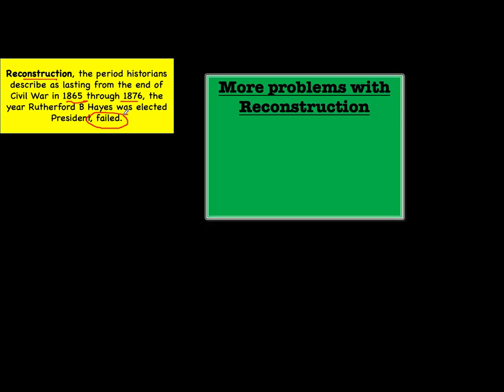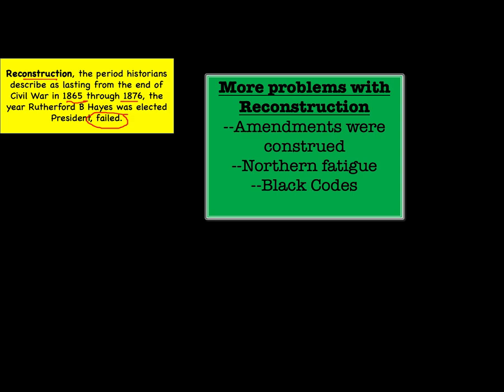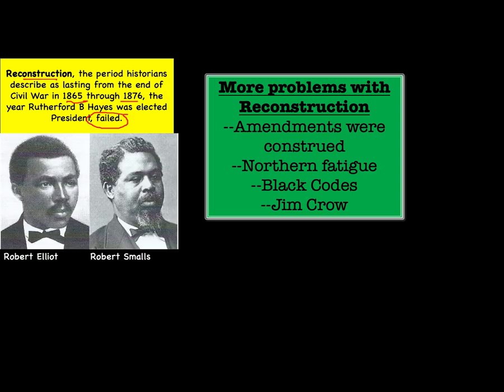Reconstruction. The period historians describe as lasting from the end of the Civil War in 1865 through 1876, the year Hayes is elected president, failed. Our book says that. Our college book says that. Books say that. And it's true. It failed. Why? What were the problems with Reconstruction? Well, the amendments are going to be construed. Northerners will go wary of interfering in the South. Black codes, awful black codes will be passed, and Jim Crow became a sad thing. And this led to legislatures like the one in South Carolina becoming illegal.